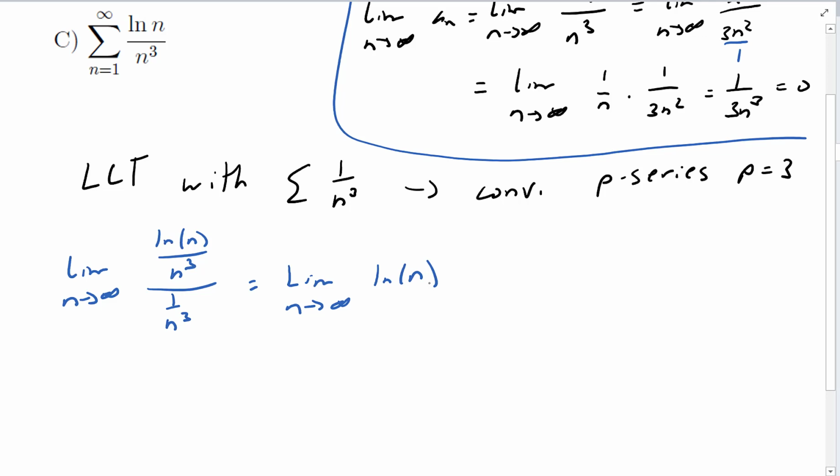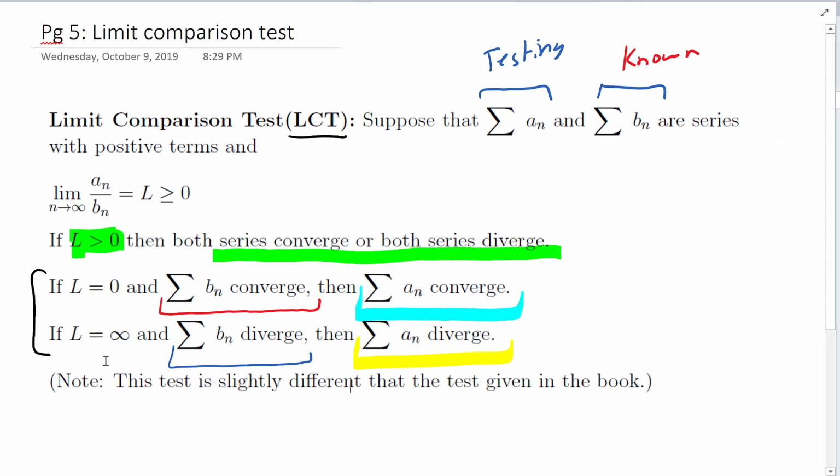That's natural log of n. And that gets me infinity. And so when I start seeing the cases, the answers of infinity and 0, provided I did it in the correct order, the one testing has to be on top. The one that we're testing with, the one that we know, is on bottom. Then I can come back to my limit comparison test and say, oh, I got an infinity. Is that one of our two special cases? So it's that second one. If the limit's infinity and the one we're testing with diverges, then we get diverges.